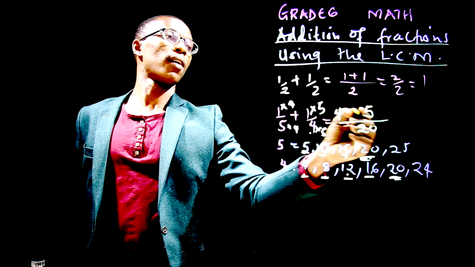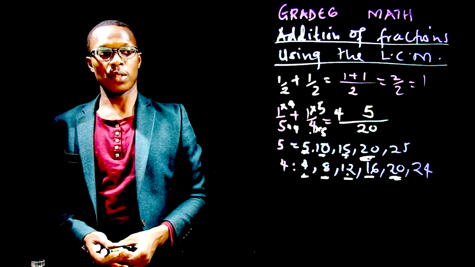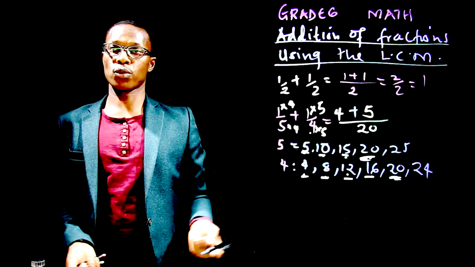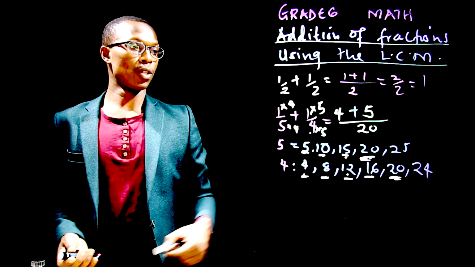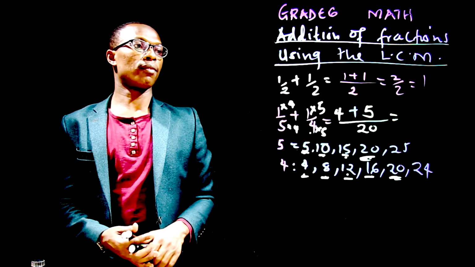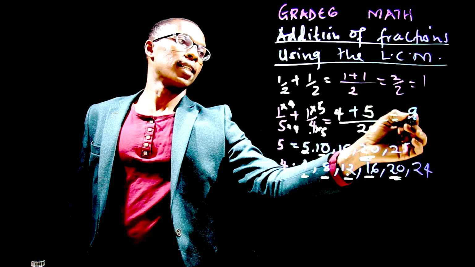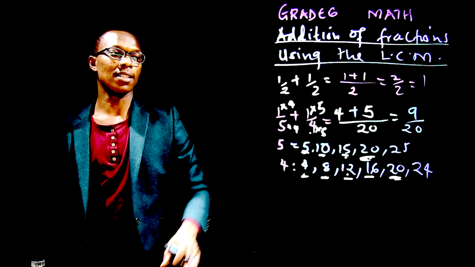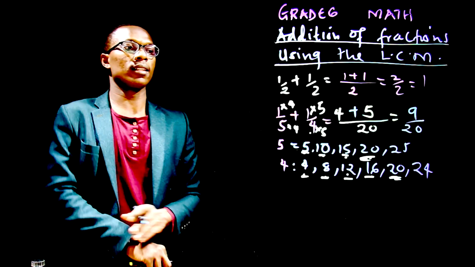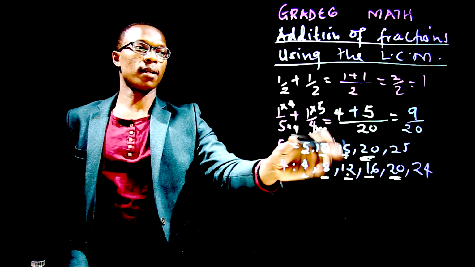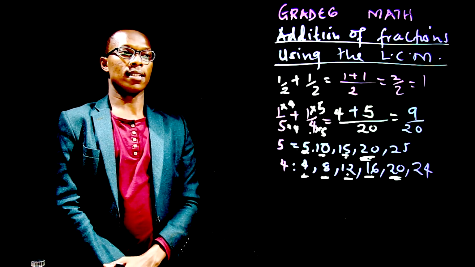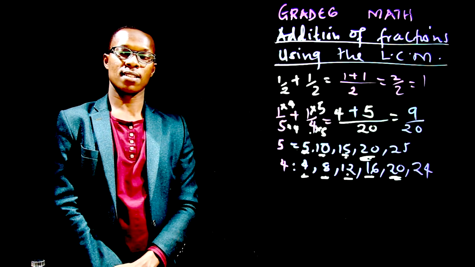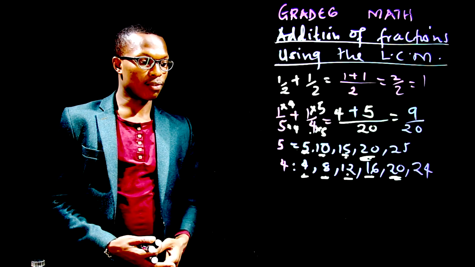We get 5. Now there is this sign. Which sign do we have there? We have addition. That's what we're doing. We're adding, right? So what do we do? We just simply add 4 plus 5. We get 9. And down here we have 20. So that's it. We are done with adding the fractions. We use the LCM to help us add these two fractions. Is that clear? Is it making sense? Good. I think this is very easy.